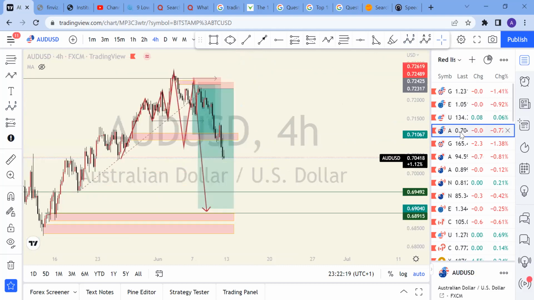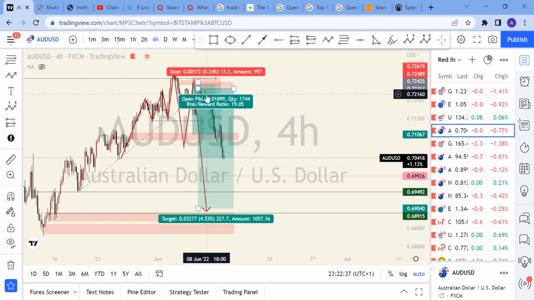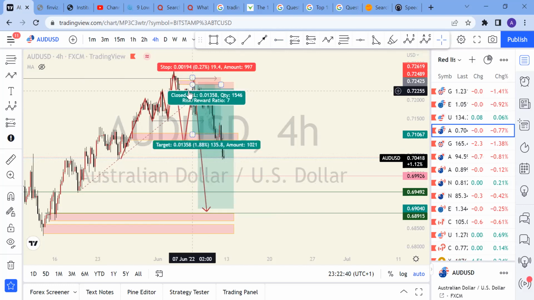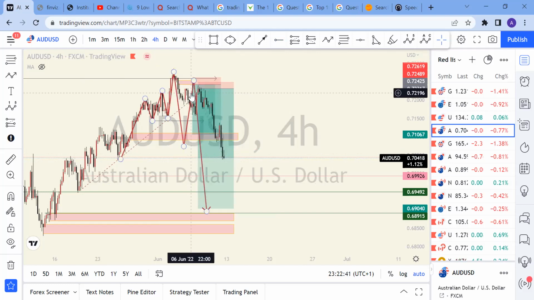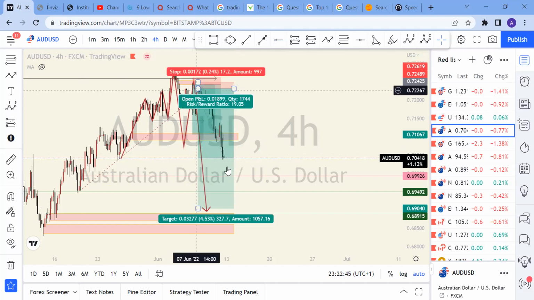AUDUSD should still drop a little longer. Price is not at my take profit yet, but we might be seeing some reaction from somewhere around here. Nonetheless, this was the setup I gave on AUDUSD early last week, and then it played out quite nicely.